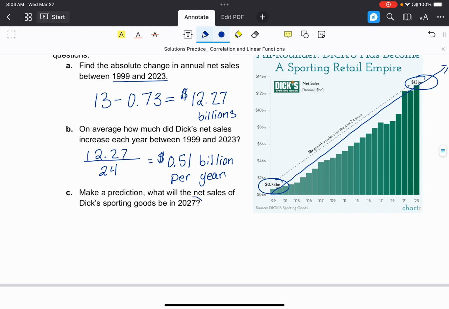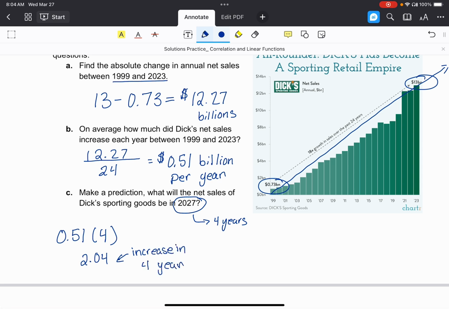Now, I want to make a prediction about where it's going to be in 2027. Well, first off, how many years have gone by? So this is 4 years since the 23 date on this graph. And so if I take that rate that we found up top and say, okay, well, it's growing $500 million each year, and we have 4 years that go by. So 4 times 0.51 gets me that my sales have grown about $2 billion over the course of those 4 years.